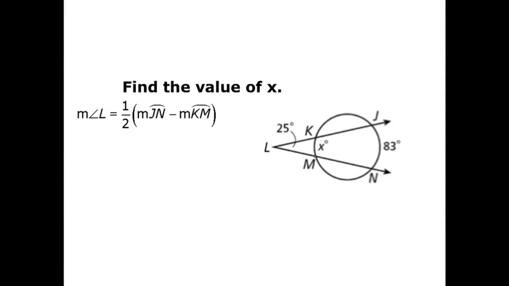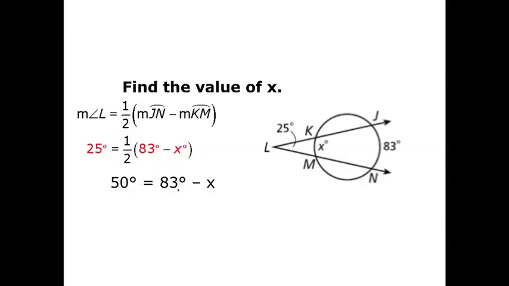So my setup is the measure of angle L, the 25 degrees, equals 1/2 the measure of arc JN, the 83 degrees, minus the measure of arc KN, x degrees. So plugging those in, this is what we see. Now remember, when solving for a variable, we do PEMDAS, or please excuse my dear Aunt Sally, in reverse, meaning I'm going to take care of parentheses last. So the first thing I'm going to get rid of is the 1/2 by multiplying by the reciprocal, 2. So I'm going to multiply both sides by 2. It's going to give me 50 equals 83 minus x.